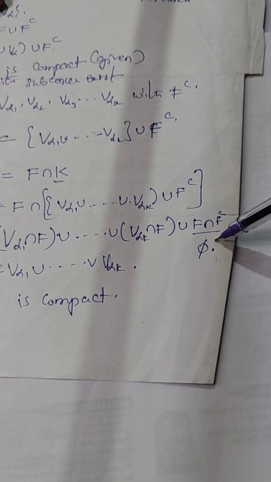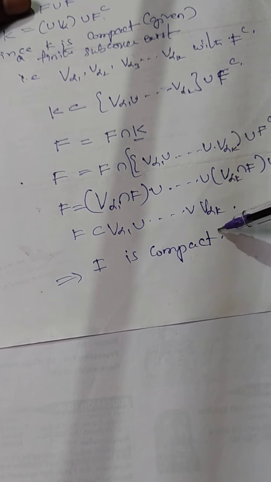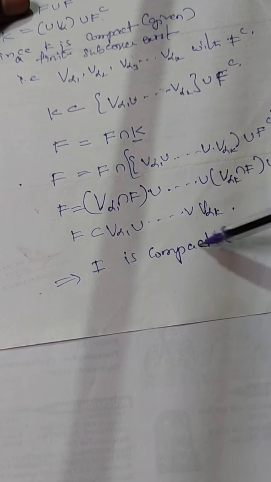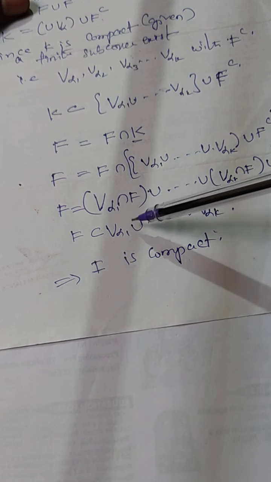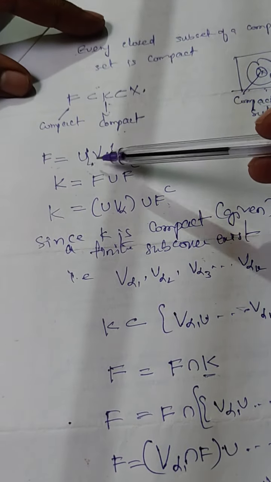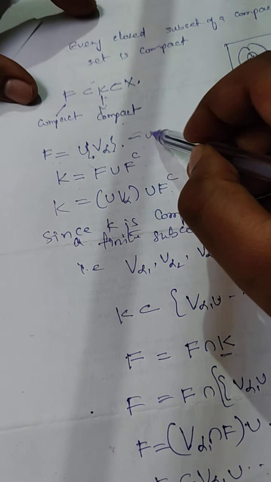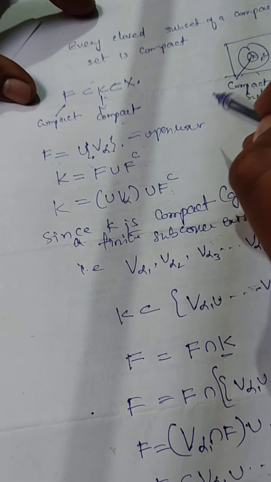You will get phi, since there is no other element that could belong to this. Alright, now from there we get that V is a subset of this finite subcover. From there we can get that F is a compact set. Since we get a finite subcover and also an open cover in the beginning, we get that F is also compact. This is an open cover.